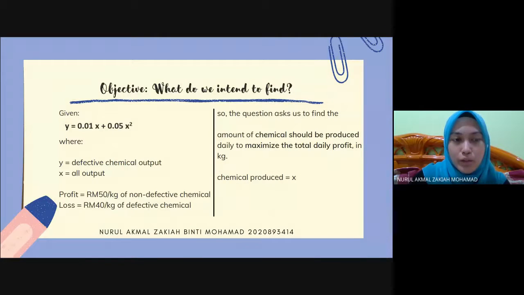So, given y equal to 0.01x plus 0.05x squared, where y is the defective chemical output and x equals all output, and the profit is 50 ringgit per kilogram of non-defective chemical, while the loss is 40 ringgit per kilogram of defective chemical. So, the question asks us to find the amount of chemical that should be produced daily to maximize the total daily profit in kilograms. Note that we have to find the correct formula first for the non-defective chemical output, then we will find the chemical produced daily, which is x.